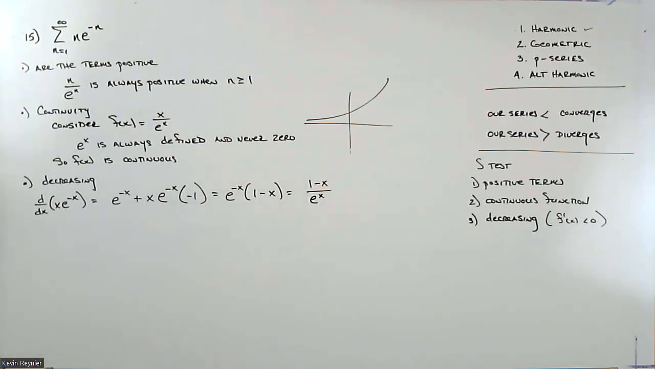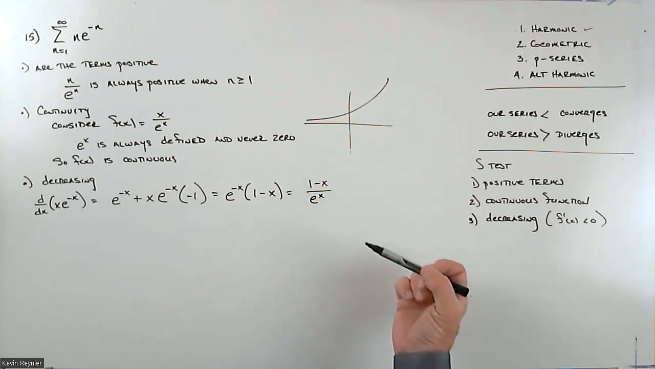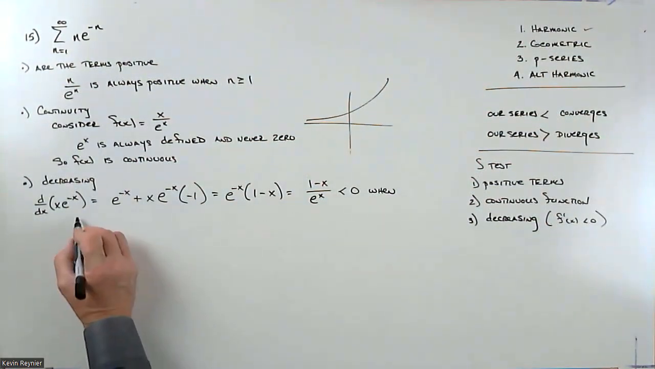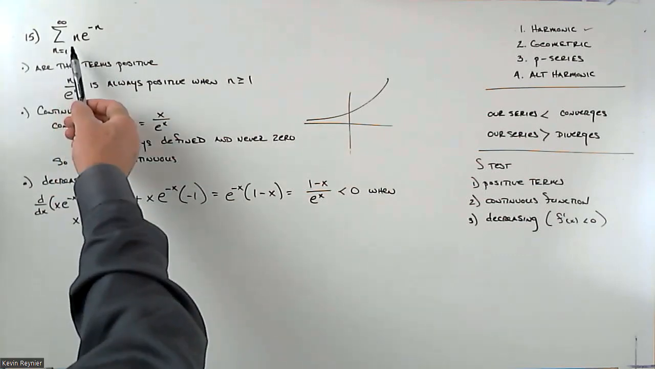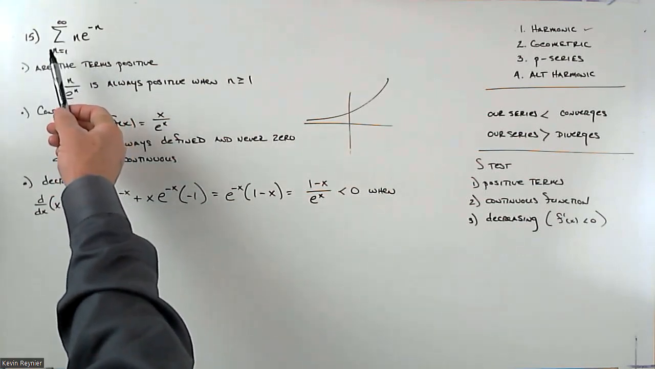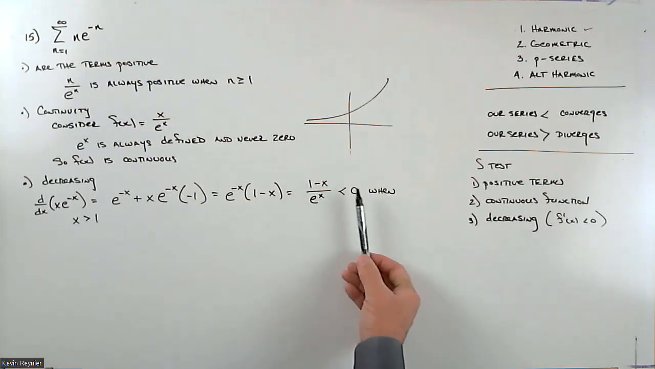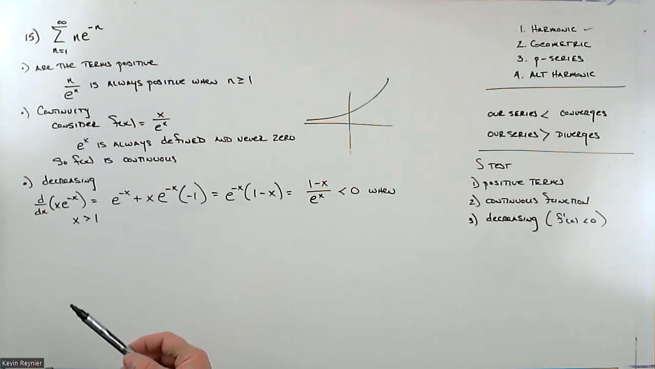Now we have to show this is negative. And it is, of course, whenever x is greater than 1. Our x starts at 1, so at 1 it turns out to be 0, but everywhere else it turns out to be negative. So this function is decreasing. So we've satisfied the conditions for the integral test.